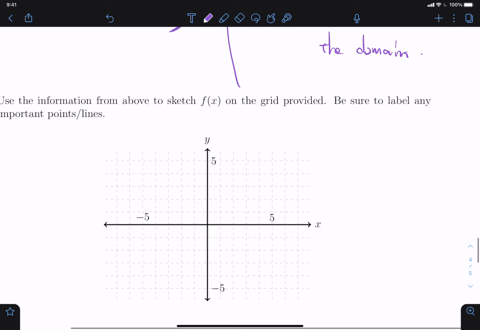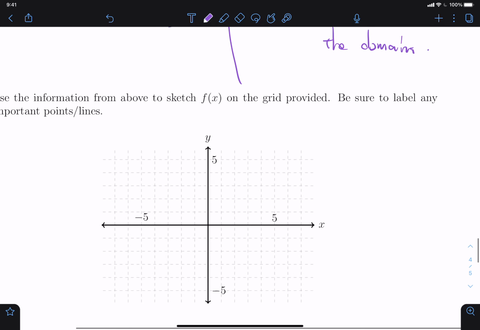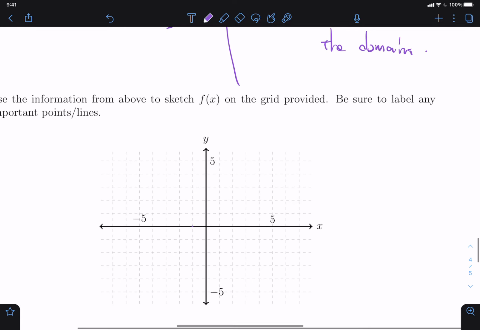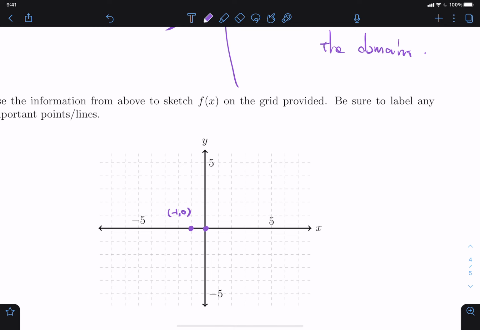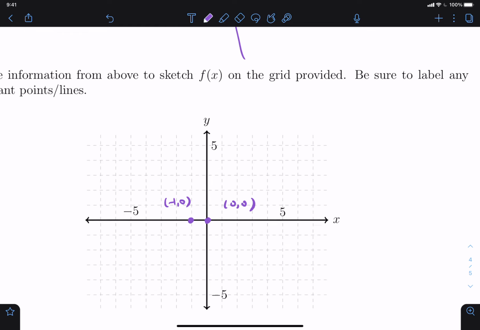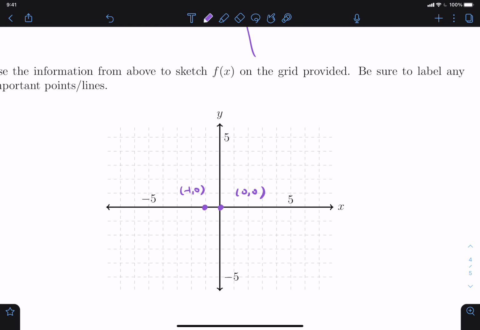We notice that we have 2 x-intercepts. That is when x is equal to negative 1, that is here, right? Here is negative 1, right? This is negative 1, 0. And also here, right, that is 0, 0. That is two x-intercepts. And 0, 0 is also going to be our y-intercept. Okay.